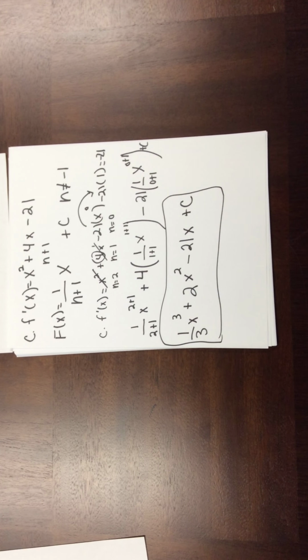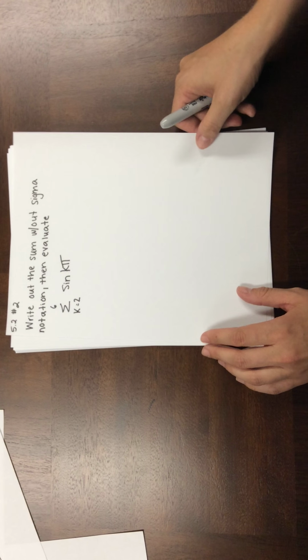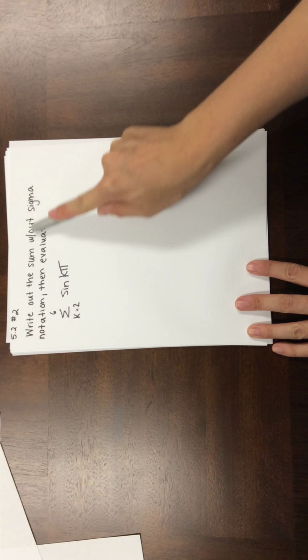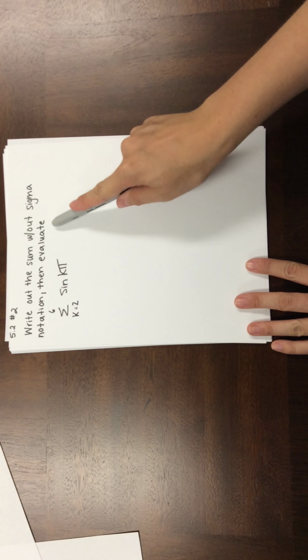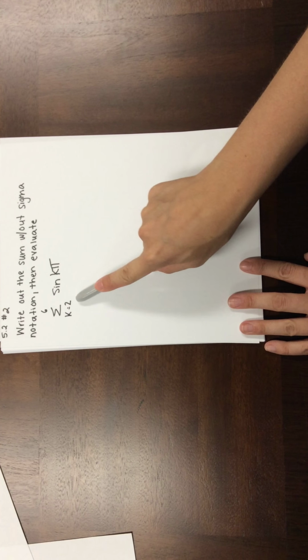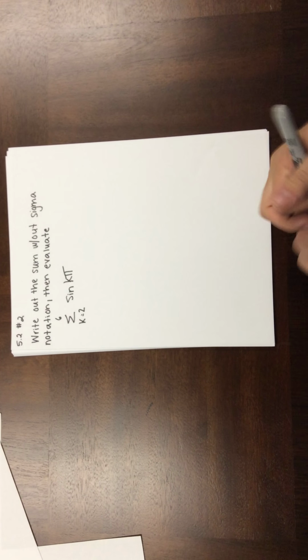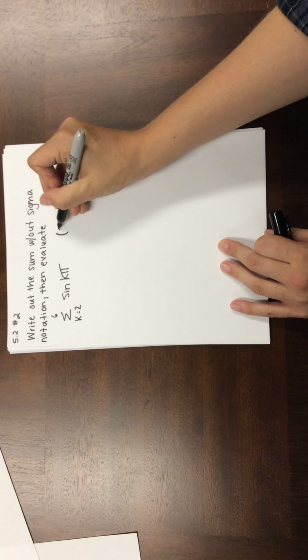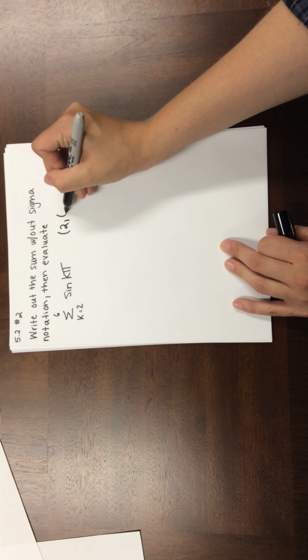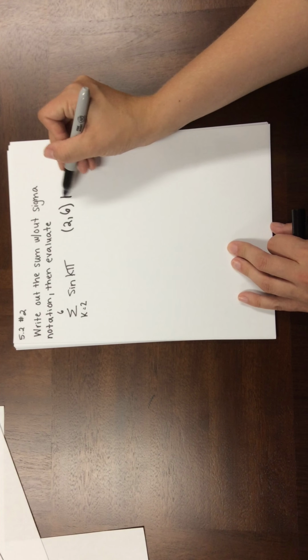But then for the second problem that I'm doing, so that was 4.8, number 1, I'm going to do 5.2, number 2, which is simply write out the sum without sigma notation, then evaluate. So we have 6 and k equal 2, and the function sine k pi. So the interval is from 2 to 6 on the values we're going to plug in for k.